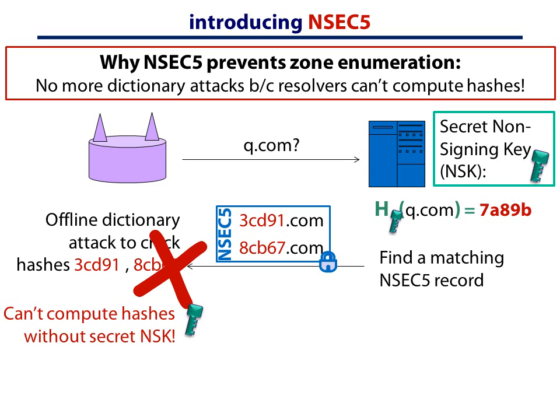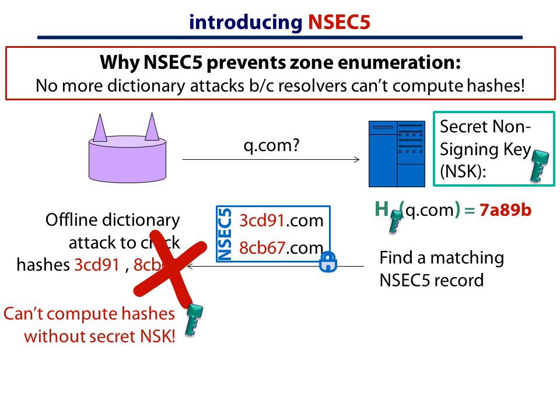Our zone enumerator can no longer compute hashes offline because he doesn't have the secret NSK. And since he doesn't have the secret NSK, his dictionary attacks are not going to give him anything because he can't even compute the hashes of what's in his dictionary. So the bottom line is all the offline dictionary attacks that we see go away because the hash is keyed, and so the adversary can't compute hashes offline to do the dictionary attack. So that's the rough idea behind NSEC5.